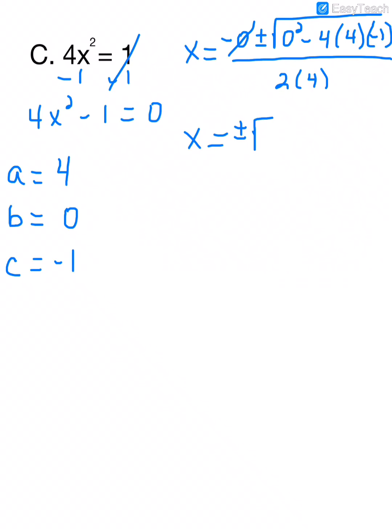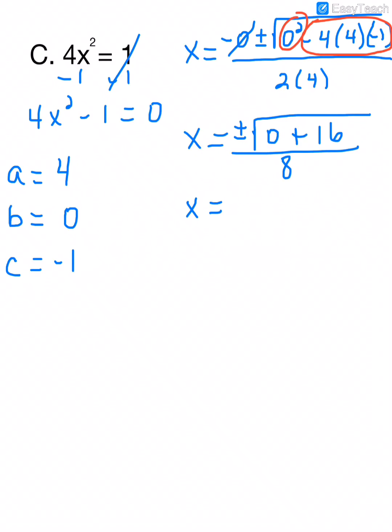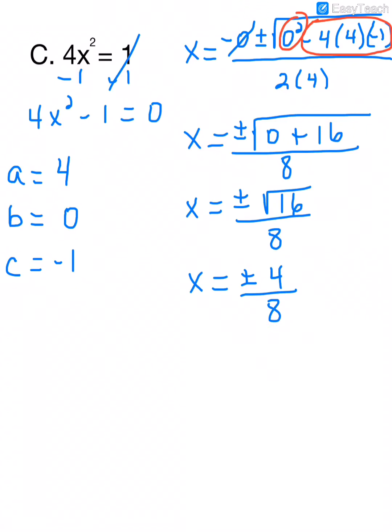All right, then I have plus or minus the square root of 0, which is 0. And again, remember we do this, and then we multiply all of this together. Okay, so if I multiply all of that second half together, negative 4 times 4 times negative 1, negative and negative, that's a positive, and that would be 16, all over 2 times 4, which is 8. All right, so I have plus or minus the square root of 0 plus 16, which is just 16, over 8. And the square root of 16 is 4. So that's plus or minus 4 over 8. And, of course, that will reduce. So my solutions are plus and minus 1 half.